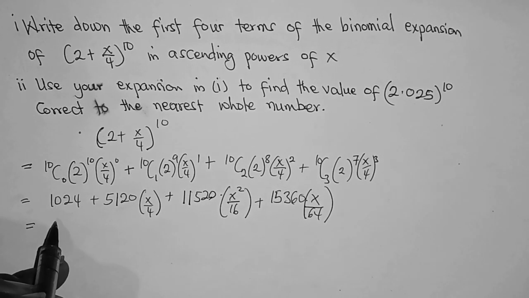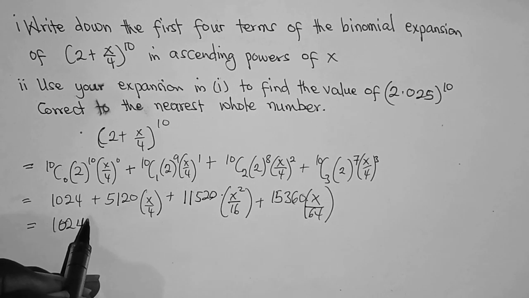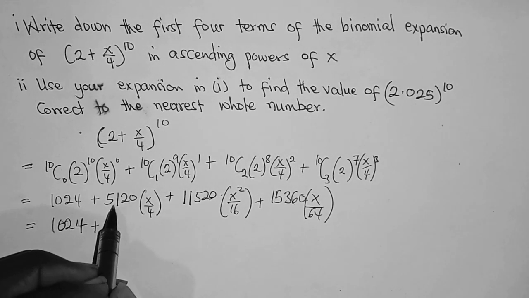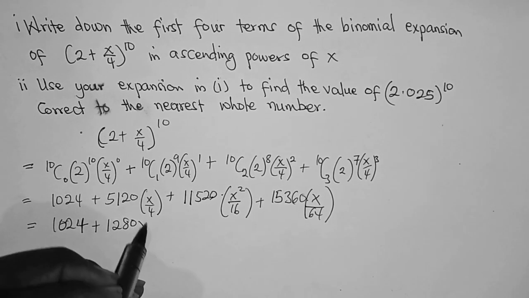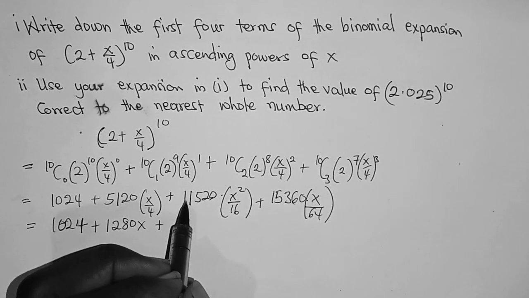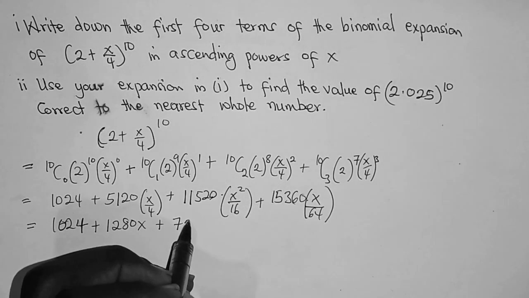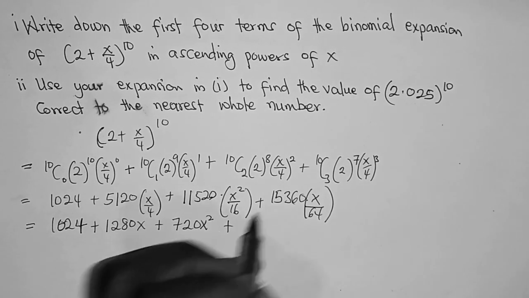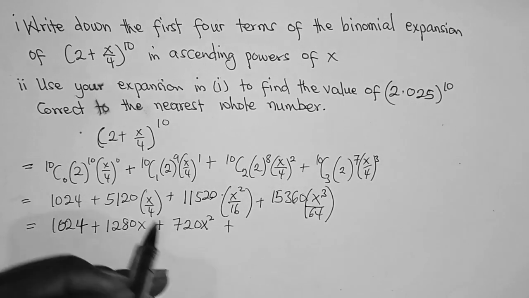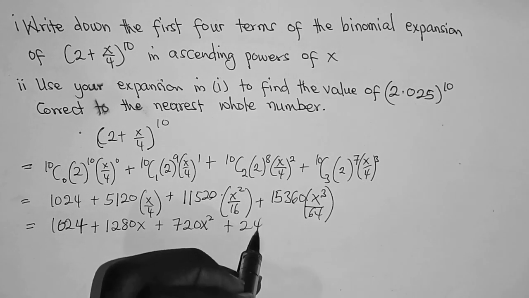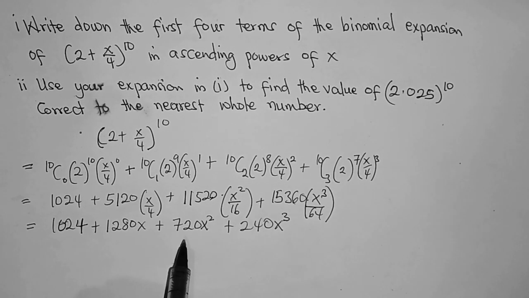So if we simplify further, we are going to get 1024, then plus 5,120 divided by 4 equals 1,280x, then plus 11,520 divided by 16 times x squared is equal to 720x squared, then plus this term is 15,360 divided by 64, here's x cubed, so it's equal to 240x cubed. So this is the four terms of the expansion.